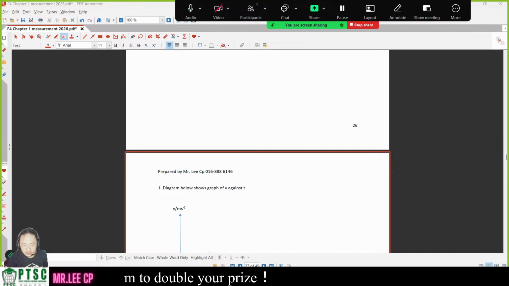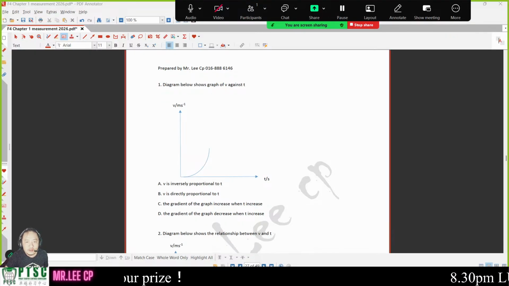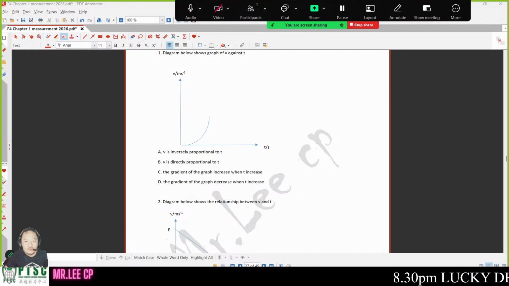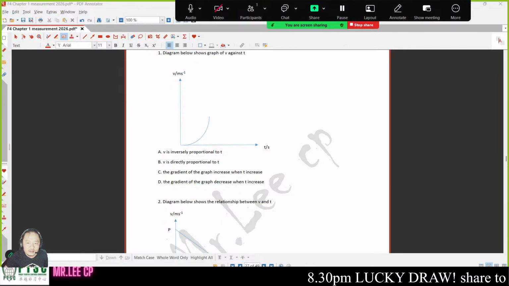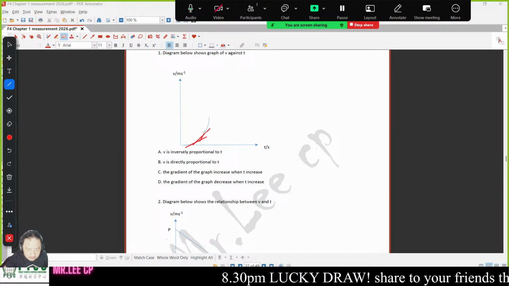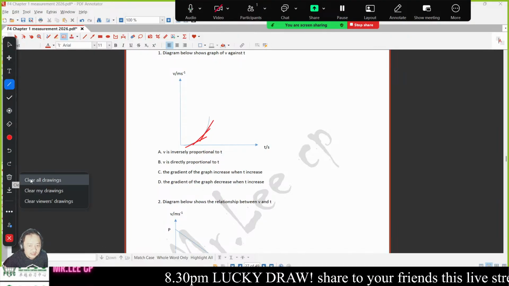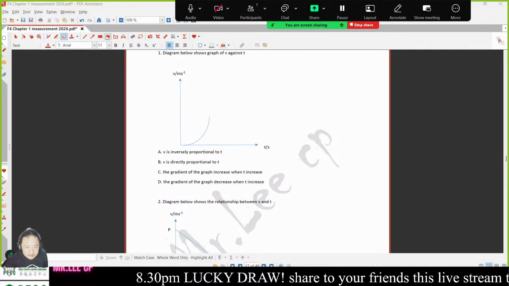Alright, I have finished the whole thing already. So we are going to try to do some question from here. Okay, first of all, diagram below shows a graph V against T. Now, V is what? Going up. So, inversely, no. Directly is straight line, no. The gradient of the graph. What is gradient of the graph? The gradient, how slope it is. The gradient of the graph is increasing, yes. Right, increasing. So, answer is C.